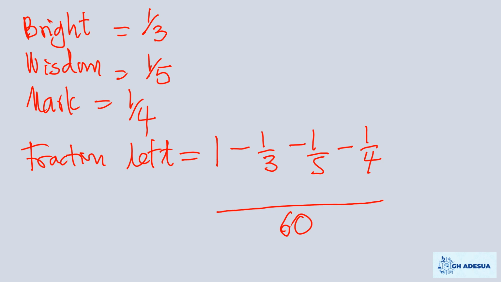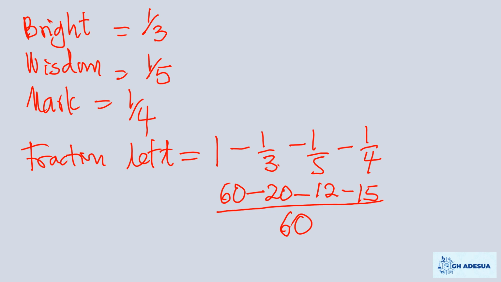Now I've told you one whole is the same as 1/1. So the numerator is 1, the denominator is 1. 1 into 60 is 60. 60 times the numerator of 1 is 60, minus 3 into 60 is 20. 20 times the numerator 1 is 20, minus 5 into 60 is 12. 12 times the numerator gives you 12. And 4 into 60 is 15. 15 times the numerator of 1 gives you 15. So you have 60 minus 20 minus 12 minus 15.